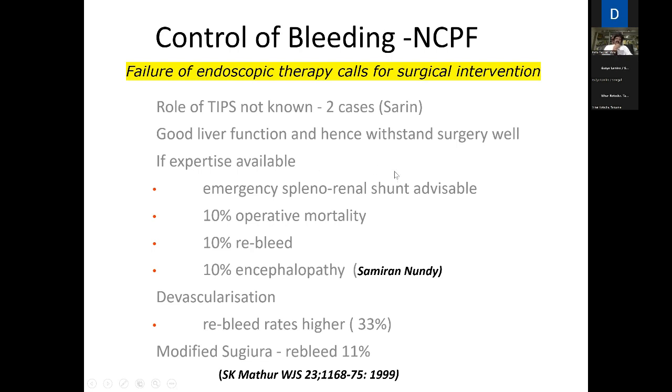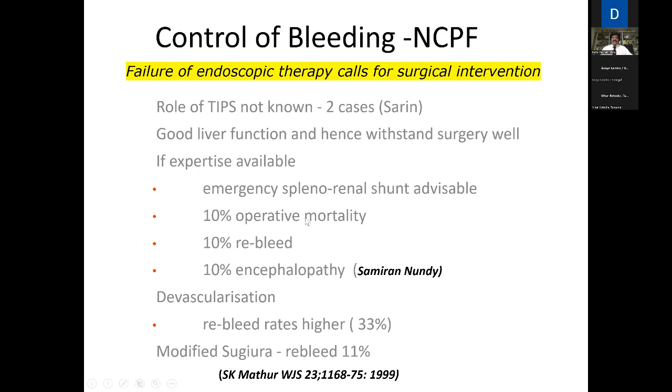As I said, the splenic vein is a part of the portal venous system. The pressure is very high. The renal vein is a systemic vein, whose pressure is 0 to 4 millimeters. If you link the high pressure splenic vein to the low pressure renal vein, the portal pressure will fall, and the varices will disappear.